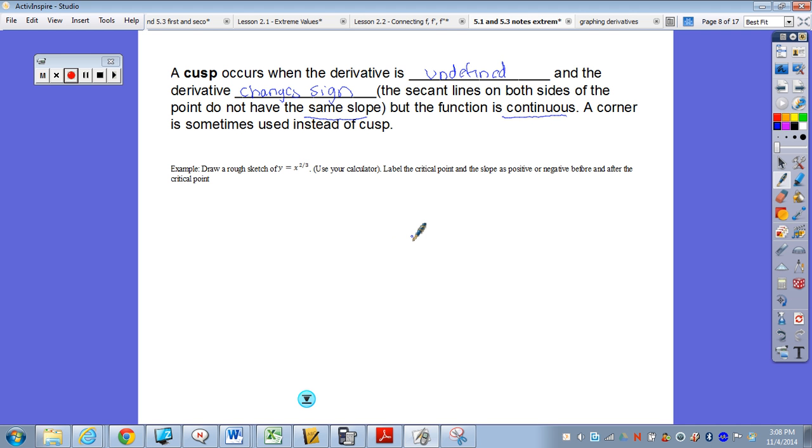So pause the video and find your calculator and draw a graph of y equals x to the 2/3, and then try to figure out where the critical point is, and then if the slope is positive or negative, or the derivative is positive or negative.